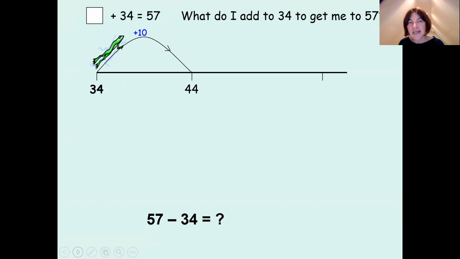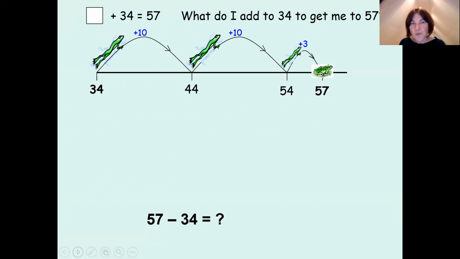So we can use this counting on idea again. 34 plus the 10 plus another 10 plus the 3, and we've got there. So I've added on 23.